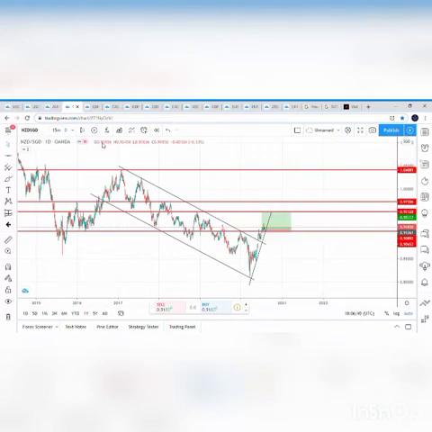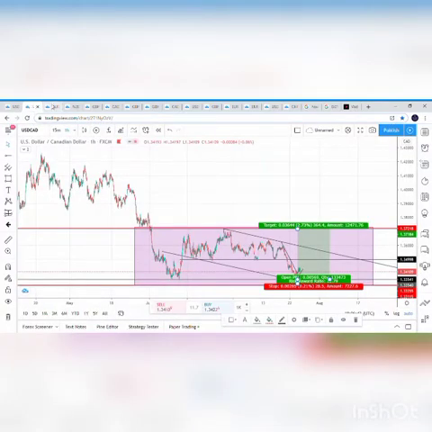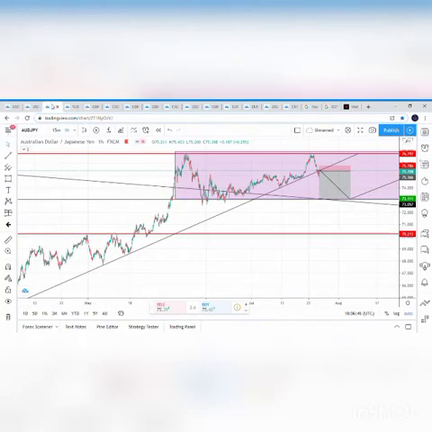So that's the four setups I have for you guys. Maybe within the week I might post maybe two other setups. I have about 15 over here.